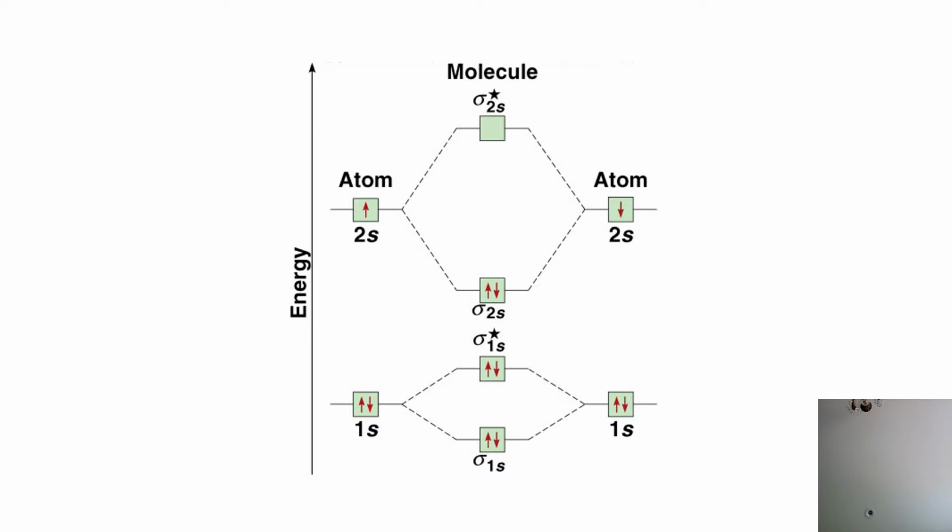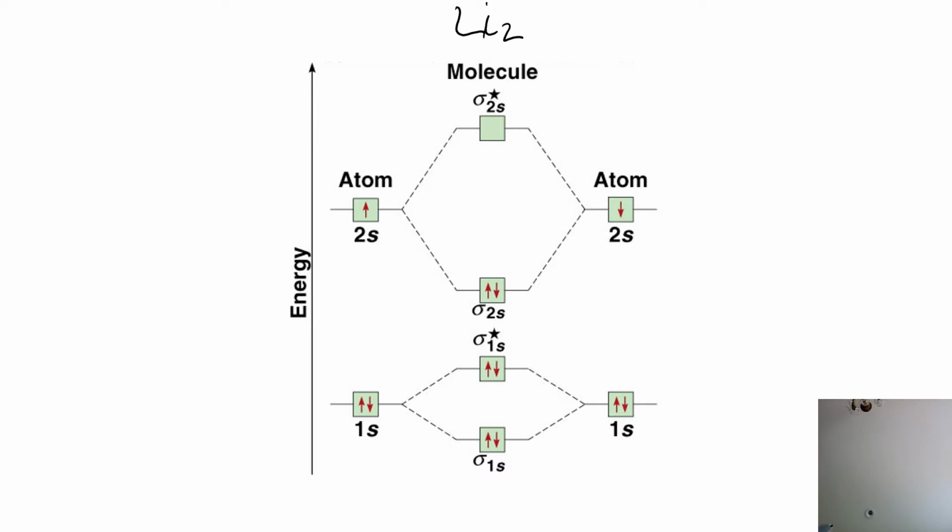So this is a molecular orbital diagram, and this is for Li2, so a diatomic lithium molecule. Lithium has a total of 3 electrons. Its atomic number is 3.